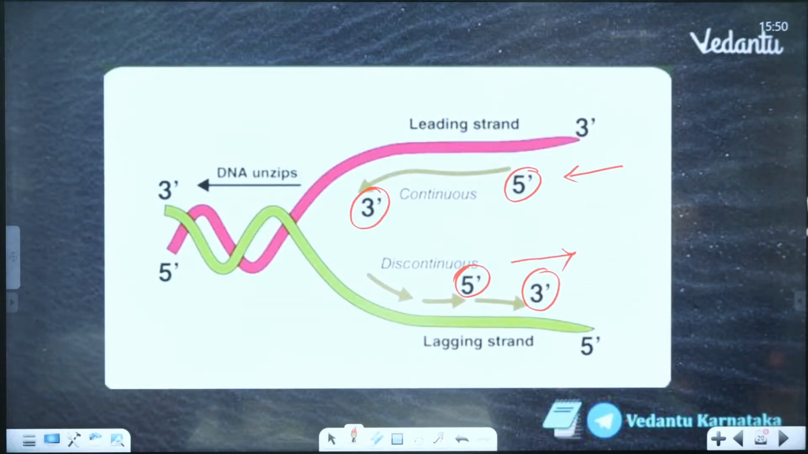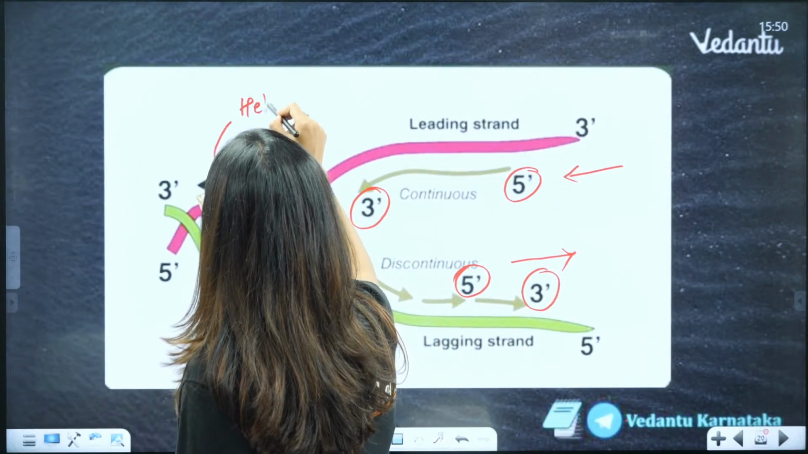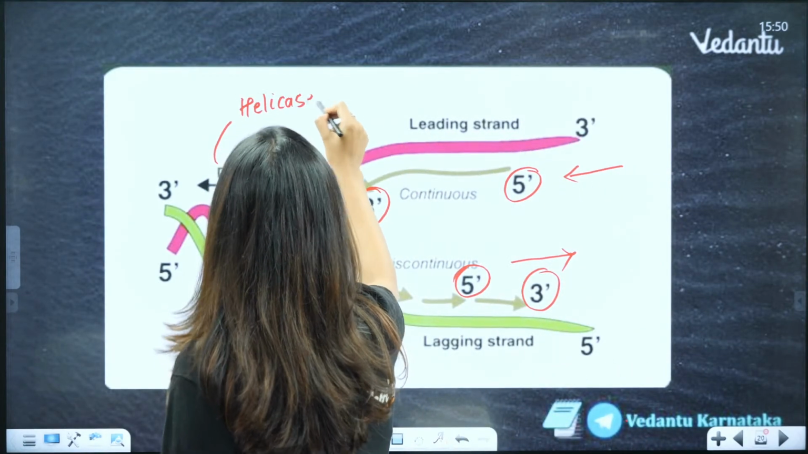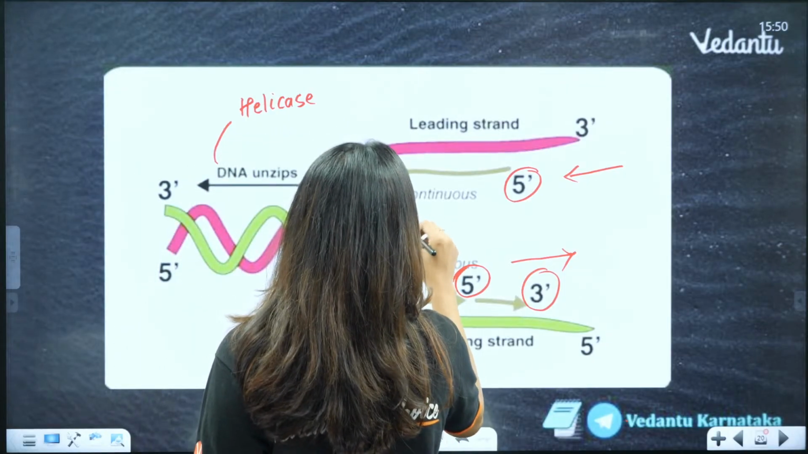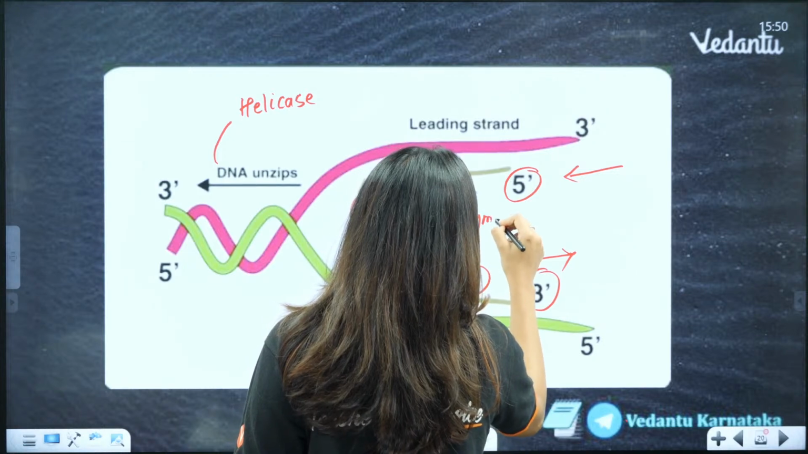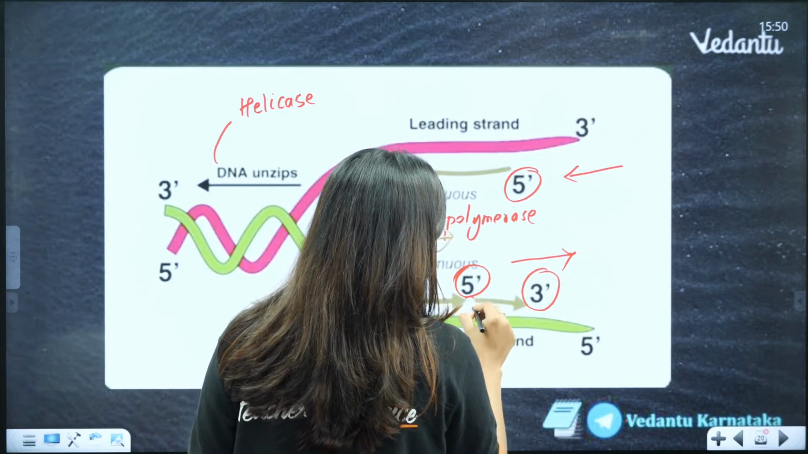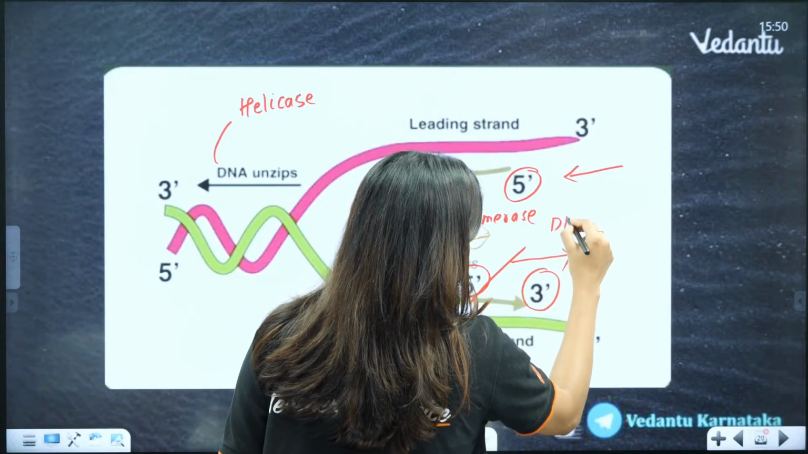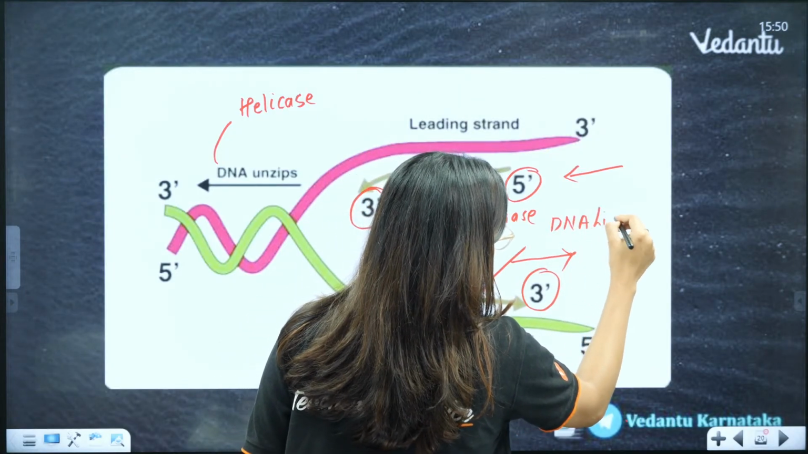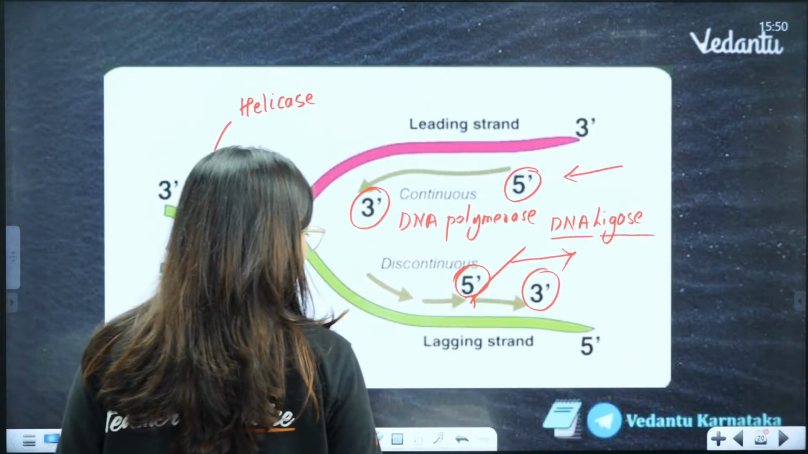Now, DNA unzips with the help of whom? It unzips with the help of helicase. How is the new strand formation happening? Because of your DNA polymerase. How are these strands going to join together? With the help of DNA ligase. Correct?